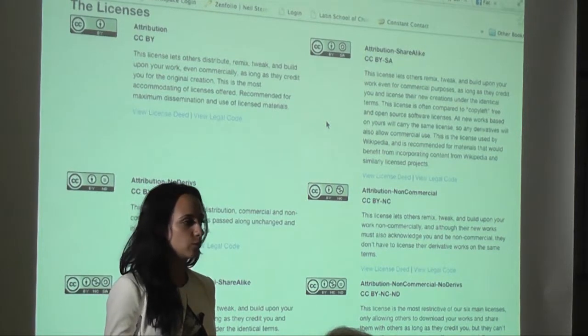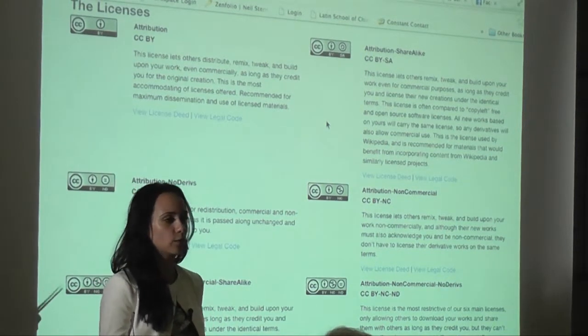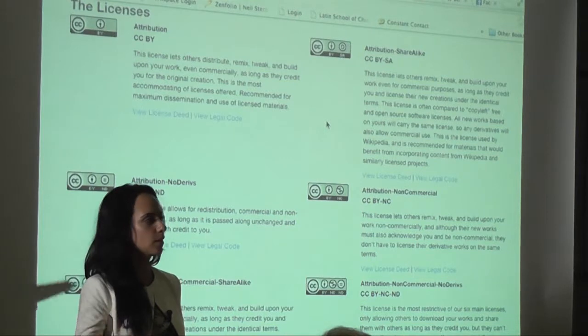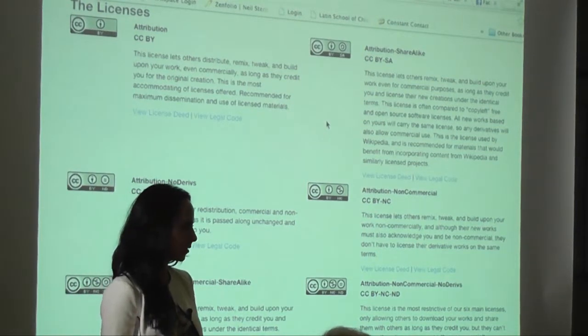Now, who owns the derivative? If I license the right, or if someone uses the song or makes a movie based on a book, who owns the movie?